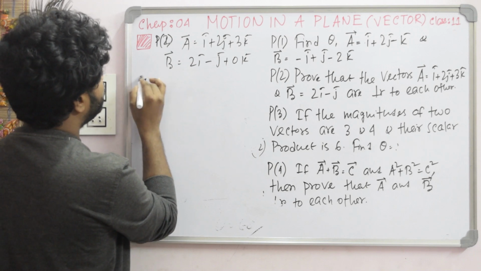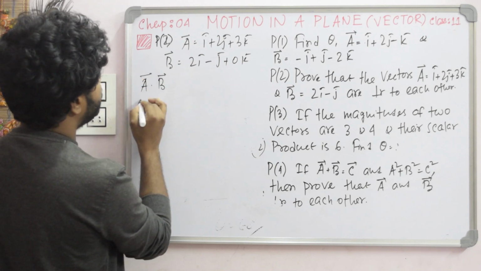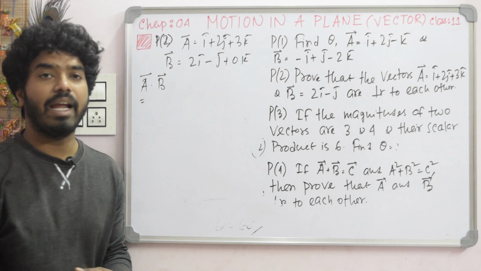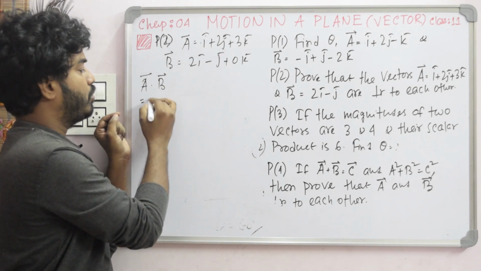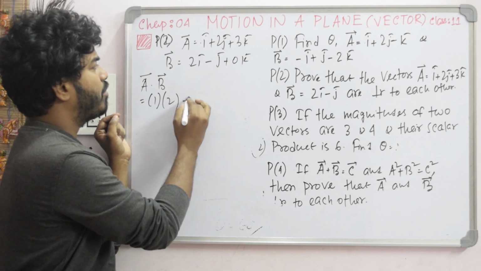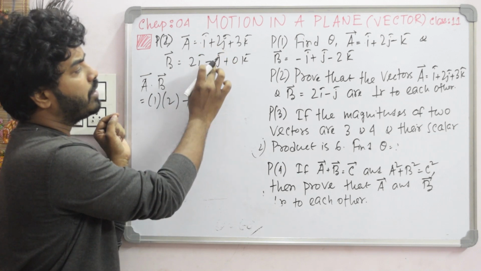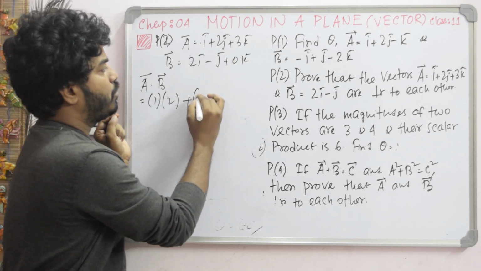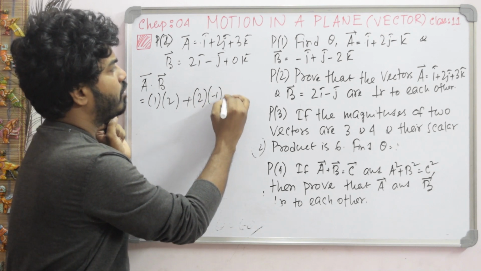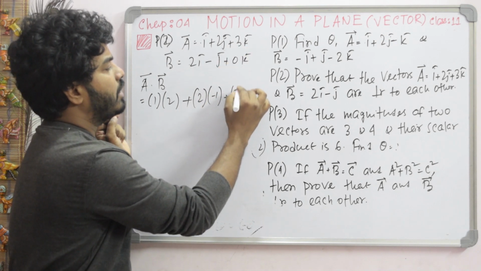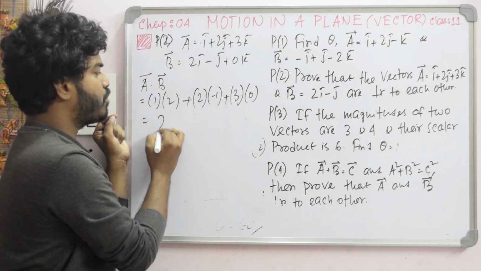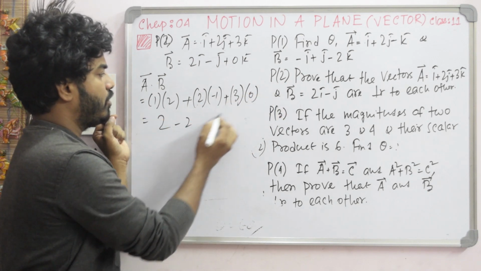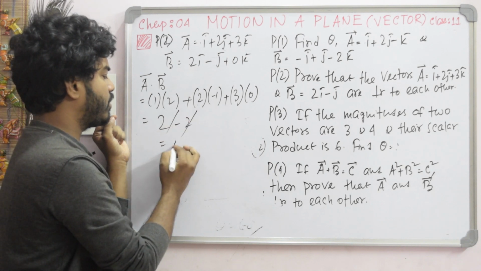At first, find the dot product of a and b, that is 1 into 2, plus 2 into minus 1, plus 3 and there is no z component, that is 0. So the first gives 2, the second gives minus 2, and the last is also 0. So this is 0.